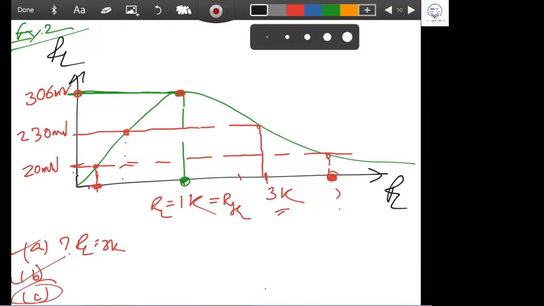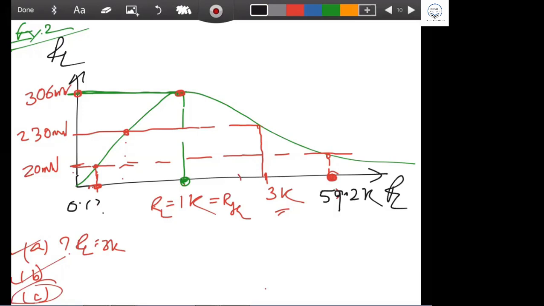59.2. Absolutely good. I'll give you the answer actually, 59.2K. And on the left hand side, what is this value? 0.016. Beautiful, excellent. 0.016K, it's in K. So this is the concept. Now this is question D, you remember.